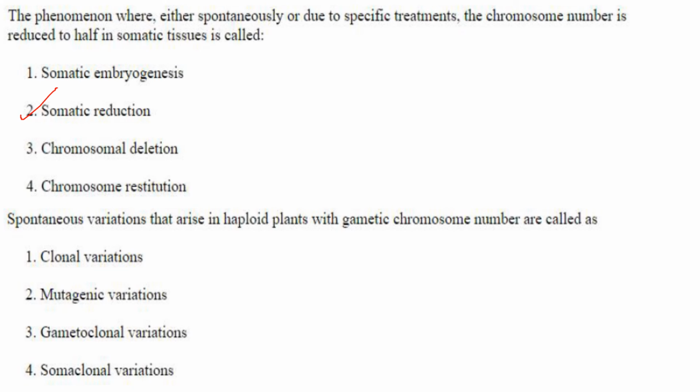Then the next one: spontaneous variations that arise in haploid plants with gametic chromosome number are called as. They have specifically mentioned gametic chromosome number, so it must be gametoclonal variation. Clonal variation is seen in genetically identical individuals. Mutagenic variation occurs due to exposure to mutagens, and somaclonal variation is seen in plants regenerated through somatic cells in tissue culture. So the answer here is gametoclonal variations.